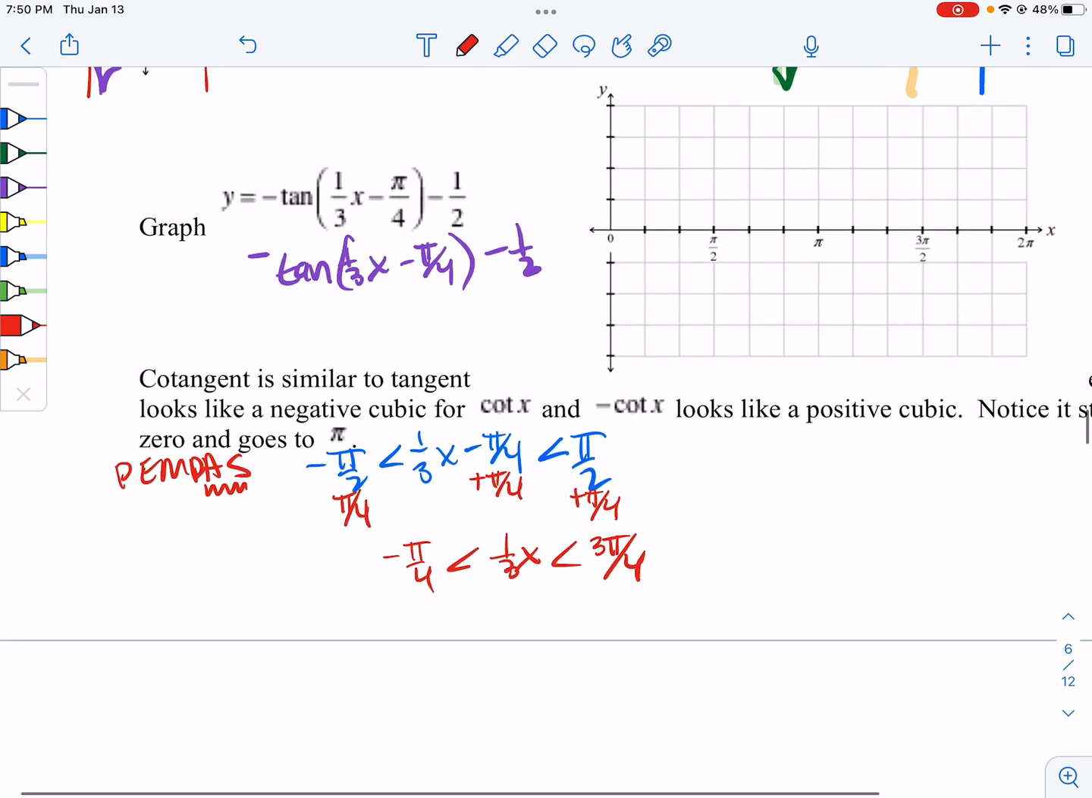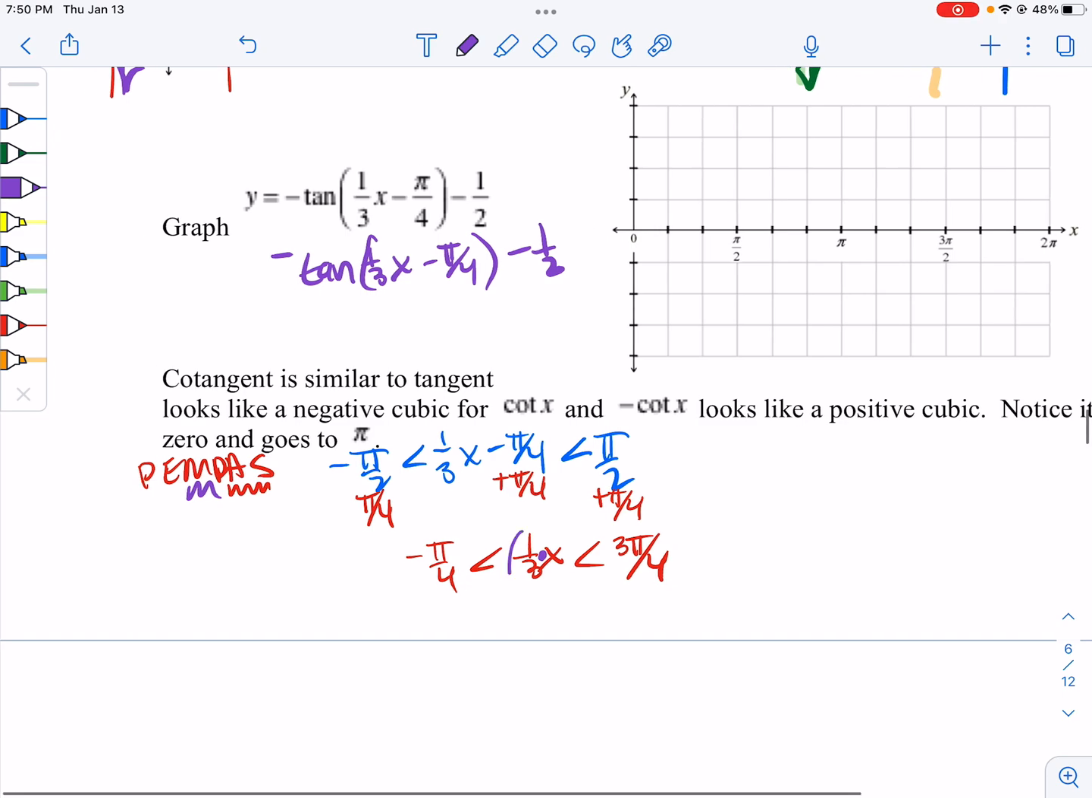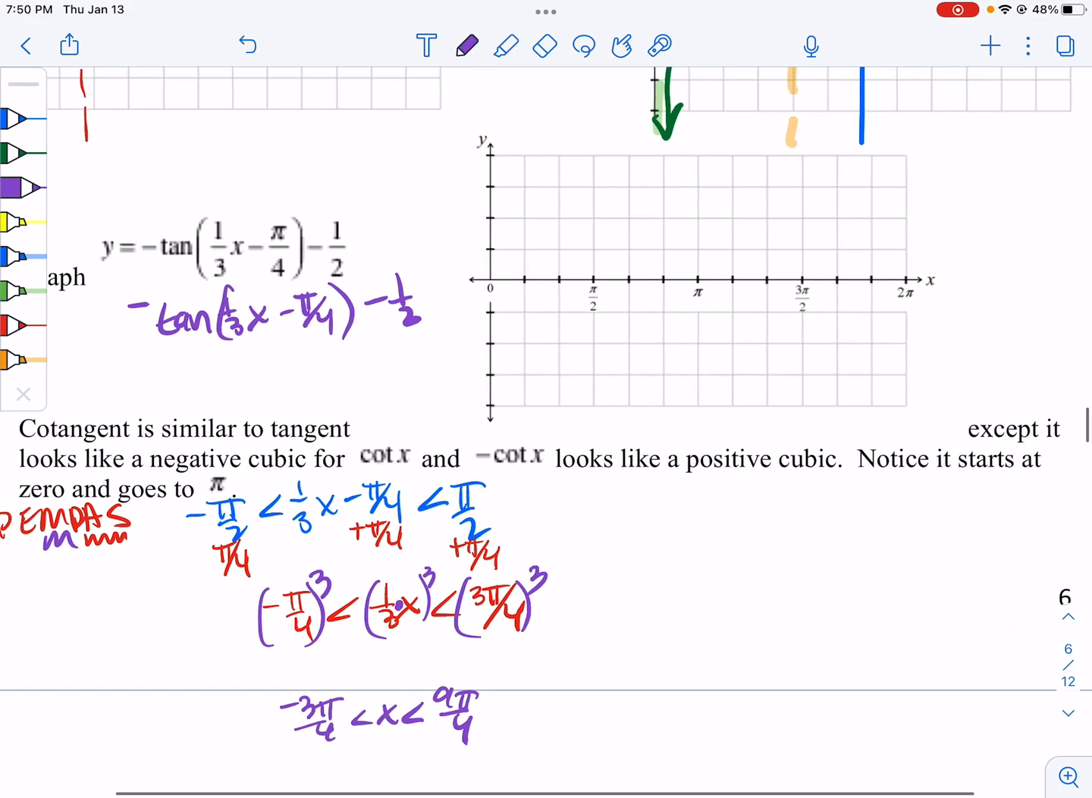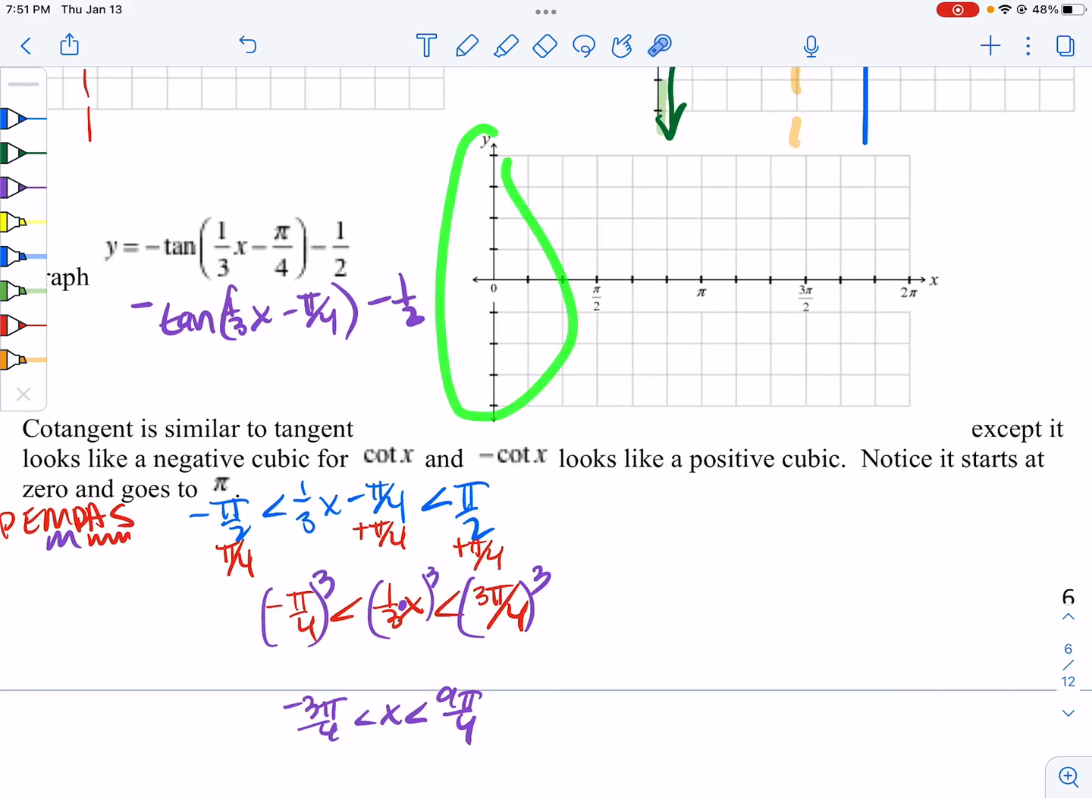Now that we've taken care of the add subtract, I need to get rid of any multiply divide. So this 1/3 is being multiplied by the x, so I want to undo the multiplying by dividing by 1/3, but dividing by 1/3 is the same thing as timesing by 3. So I'm going to times all of these parts by 3. So then this gives me negative 3 pi fourths is less than x is less than 9 pi fourths. Again, I can rescale this because we're at 2 1/4 and then we're going off a little bit, or you can keep it as is and just go off the graph. Since I haven't showed you going off the graph, we'll go off the graph on this one.